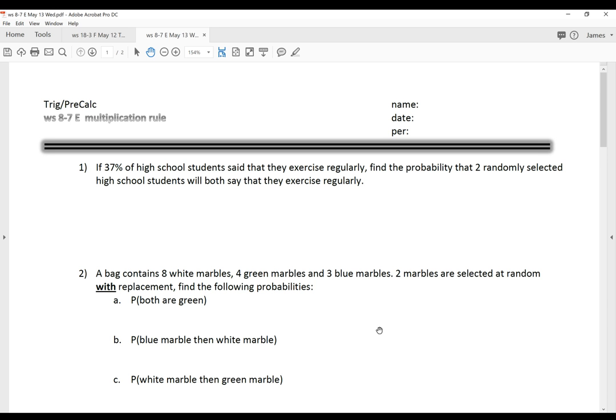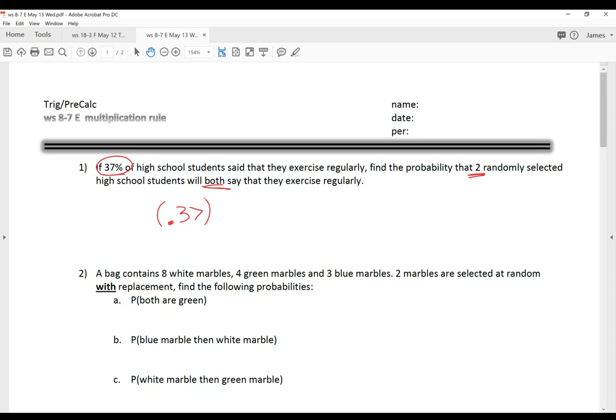Okay, so let's talk about the multiplication rule for probability. If one person has a 37% chance of exercising, what's the chance that two people both say that they exercise regularly? So the chance of the first person exercising is 0.37. Again, change the percent to a decimal number, 0.37.